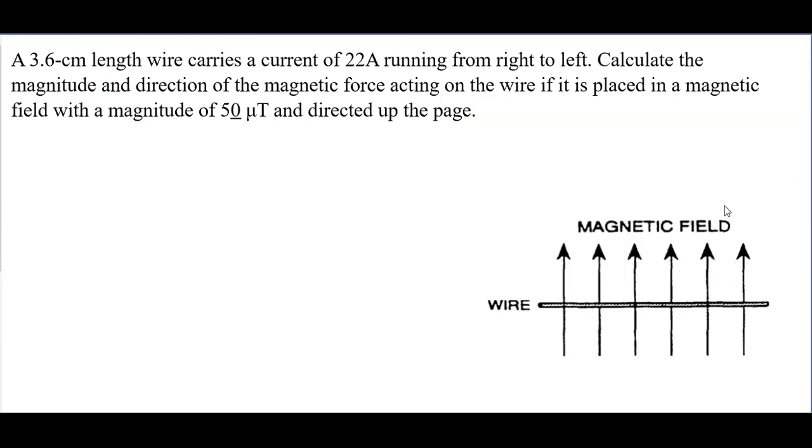So my magnetic field is going upwards. My flow of current is going to the left. So my current is flowing to the left. I'm assuming we're talking about the flow, so electrons would be going in the opposite direction.